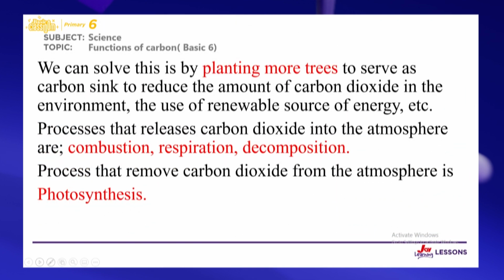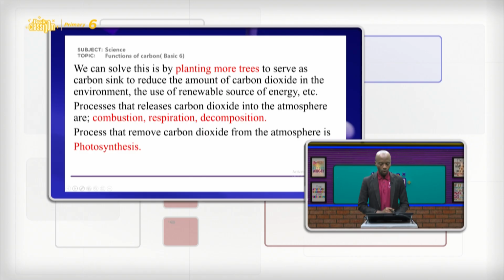Now, how can we solve this? We can solve this by planting more trees. Remember, I said earlier that trees use this carbon dioxide to manufacture their food. So we can plant more trees for the trees to use this to prepare their food. Trees serve as carbon sinks to reduce the amount of carbon dioxide in the environment.